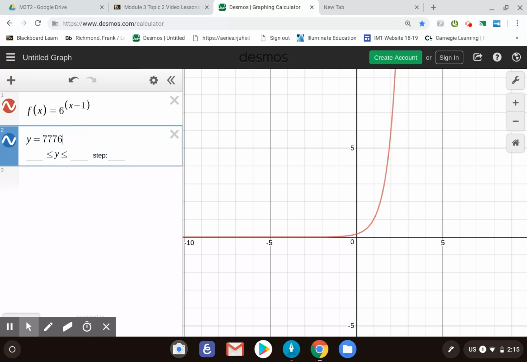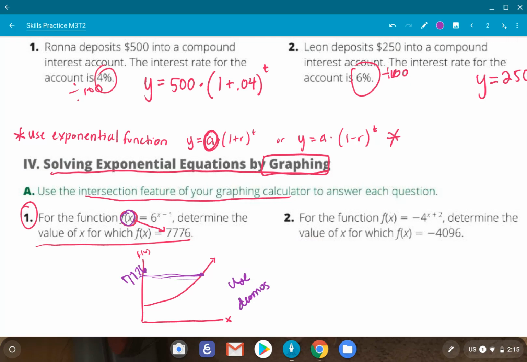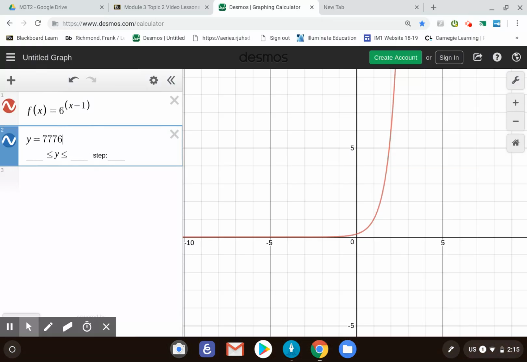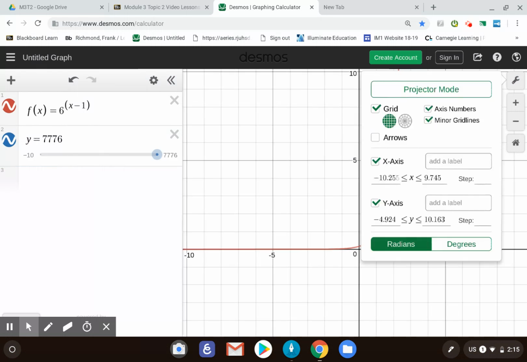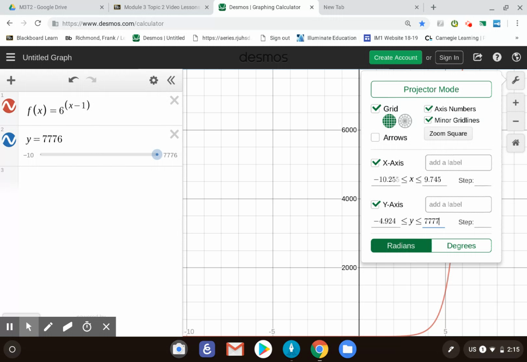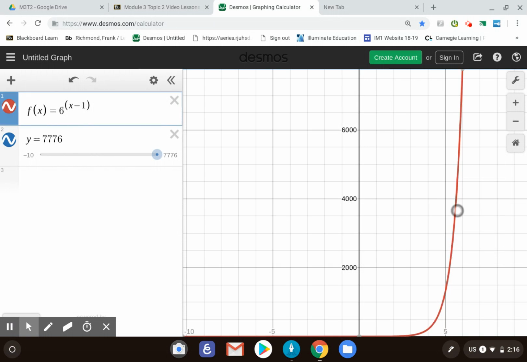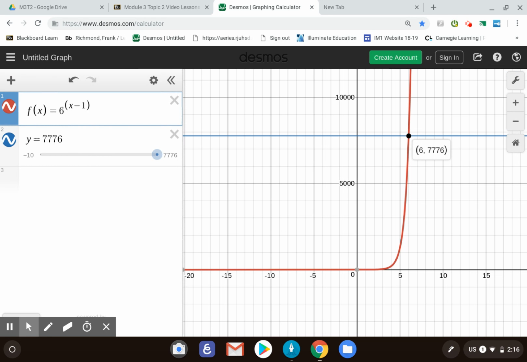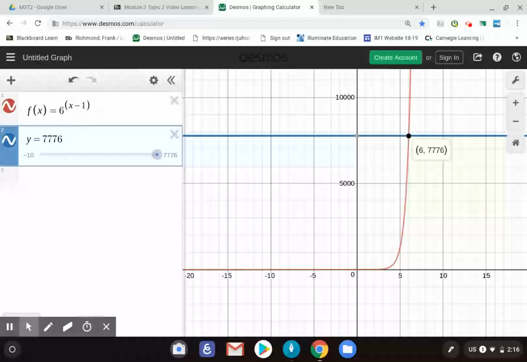Let me make sure I wrote that down correctly. Yeah. And our y-axis only goes up to 10. So I'm going to go ahead and make my y-axis go up to a little higher than that. And you should be able to look and see when it's going to equal 7,776.